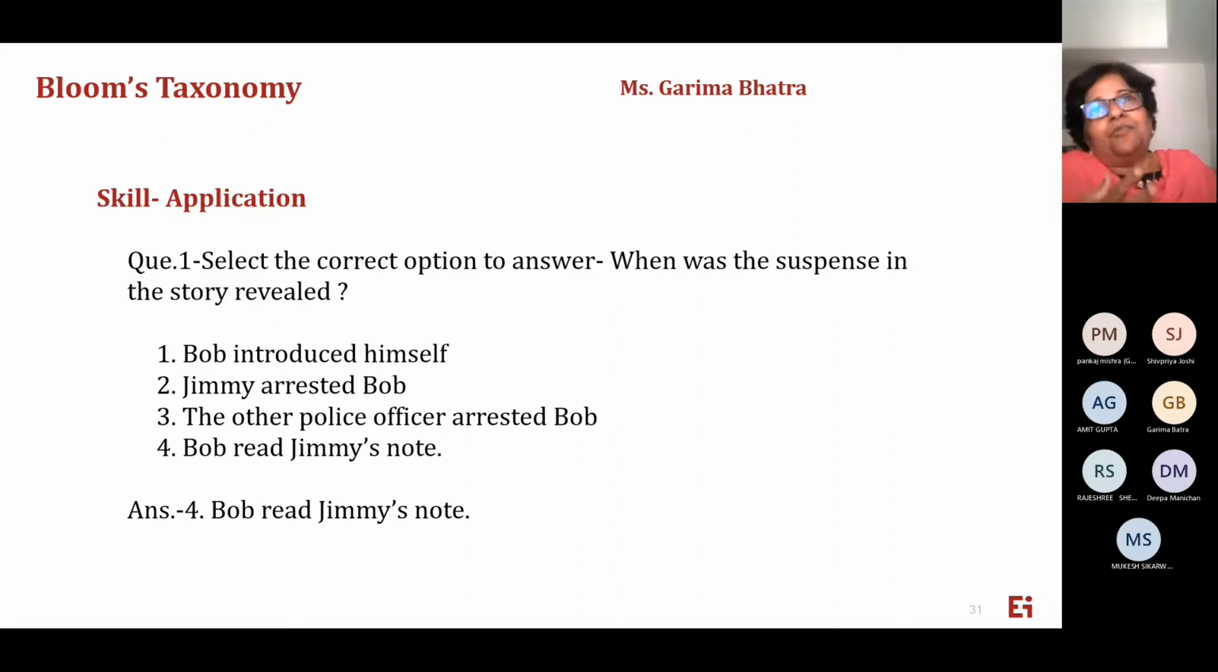I understand what Joshi sir is trying to say. But, madam, when I answered this question, I pretended to be a student, and when this question was put up, my mind went directly, without looking at the options, to that incident when the letter was read by that person. The suspense was revealed, okay, got it.